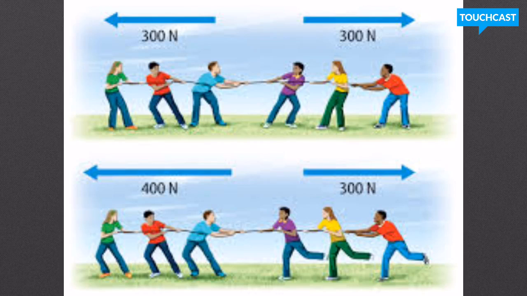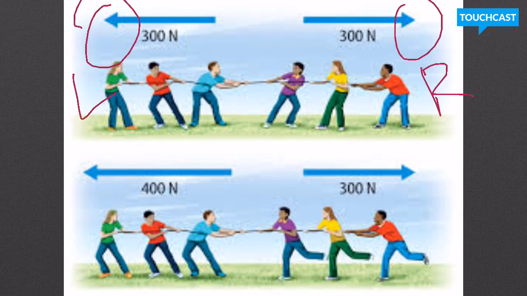So let's look at this example here. You have 300 newtons going to your right, and you have 300 newtons going to your left. Okay, so this is right, and this one's going left. What do I need to do? I need to subtract them. 300 minus 300 is going to be a net force of 0 newtons. Really simple.